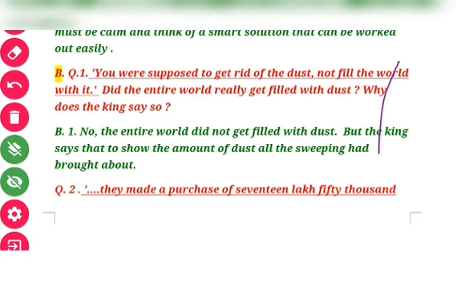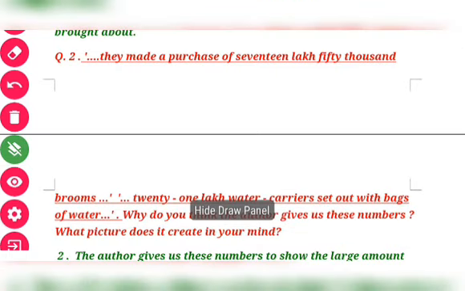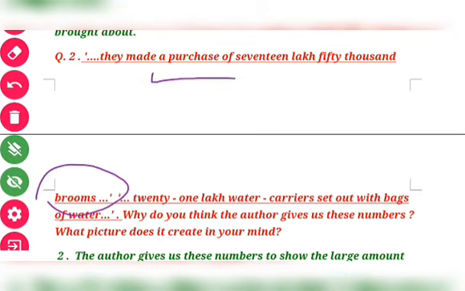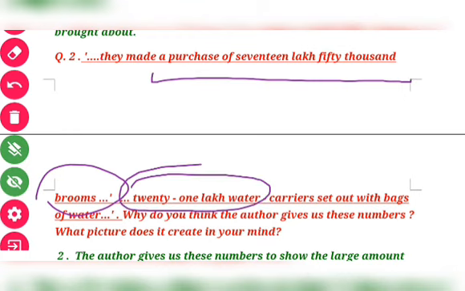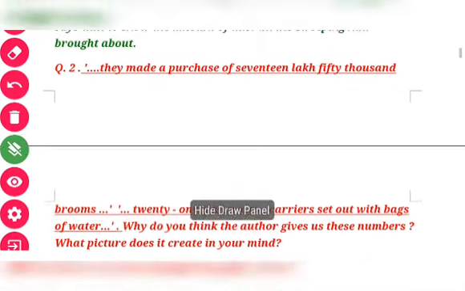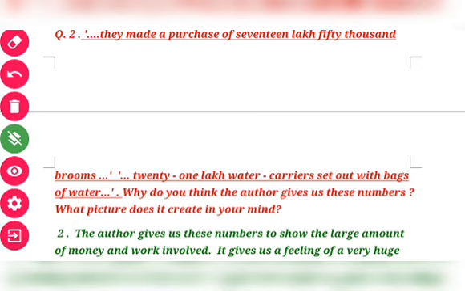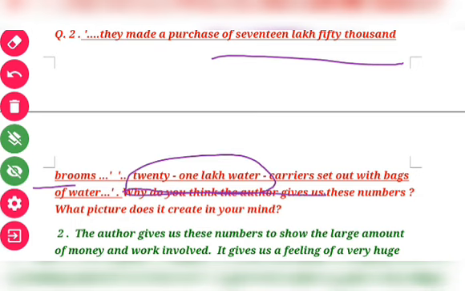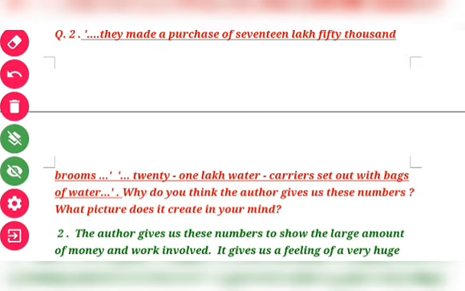Now the next question. They made a purchase of 17,50,000 brooms, then 20 lakh water carriers. A big thing. 17,00,000 brooms, and then 21 lakh water carriers, set out with a bag of water. It's a big thing.